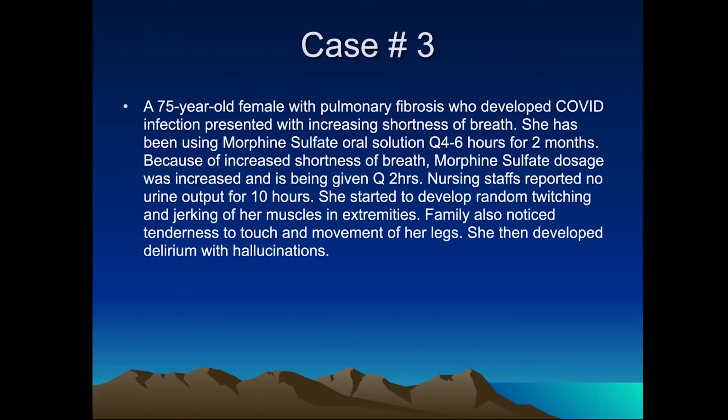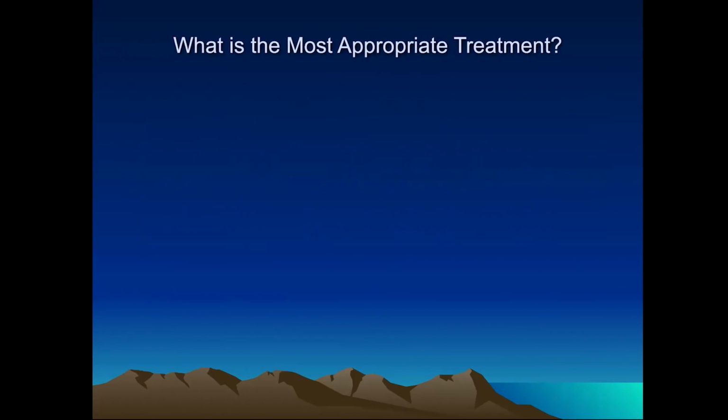Okay, case number 3. A 75-year-old female with pulmonary fibrosis developed COVID infection and presents with increasing shortness of breath. She has been using morphine sulfate oral solution every 4 to 6 hours for 2 months. Because of increased shortness of breath, morphine sulfate was increased to every 2 hours. Nursing staff reported no urine output for 10 hours. Now she has developed random twitching and jerking of her muscles in the extremities. Family also noticed tenderness to touch and movement. She then developed delirium or hallucination. So, what is the most appropriate treatment?